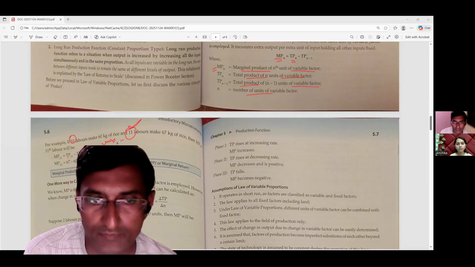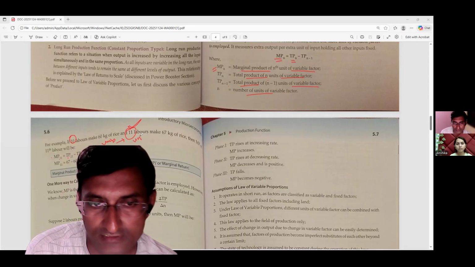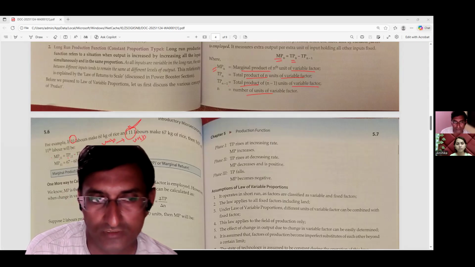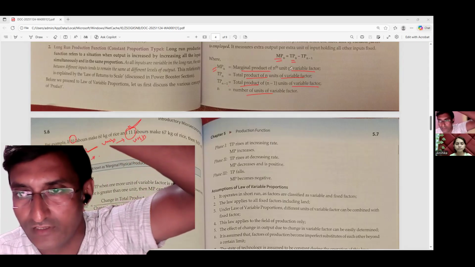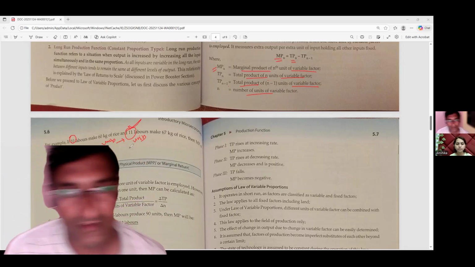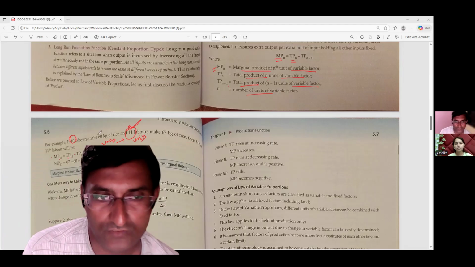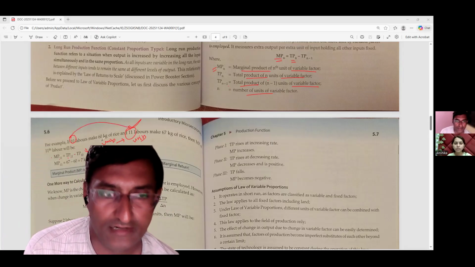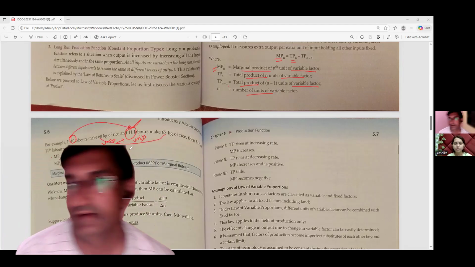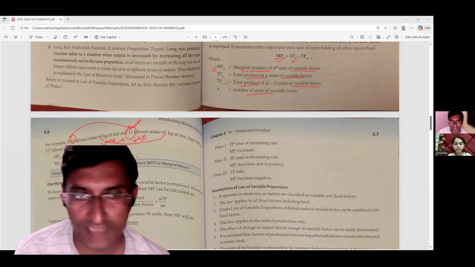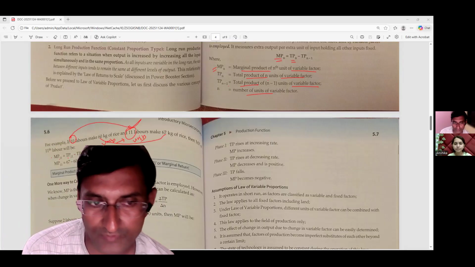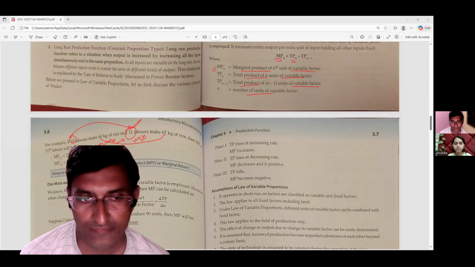You can say labor, as you can consider the units. Now, marginal product of n units of variable factor. These are all variable factors. First of all, we considered labor, and the second time we considered kg, right? So with the help of labors and the difference in kgs, we calculated marginal product.